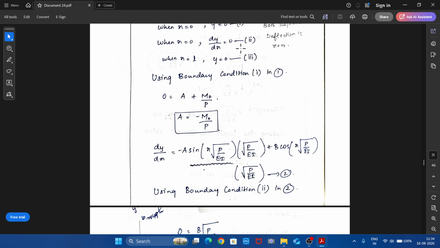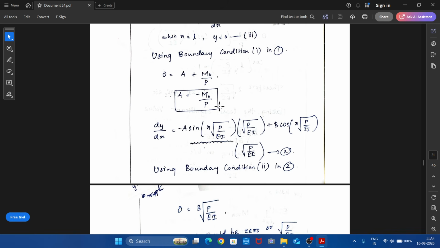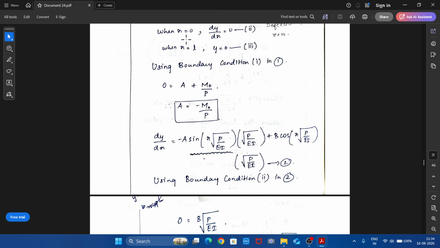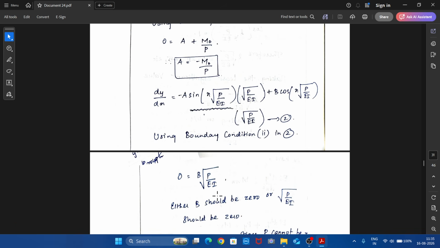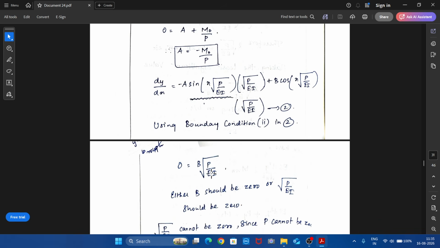In this, we'll substitute the second boundary condition, put x equal to 0 and dy by dx equal to 0. So it's 0 on the left side. The first term will get cancelled. So B cos 0, B into root P by EI, so B root P by EI equal to 0. Either B should be equal to 0 or root P by EI should be equal to 0. So we need to examine which should be 0. Root P by EI cannot be 0 because since there is an applied load, P can't be 0. Therefore, B is equal to 0.